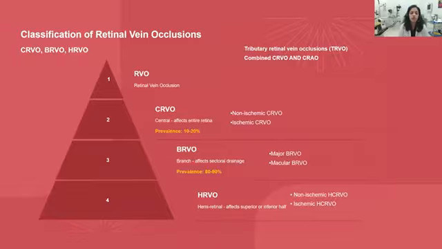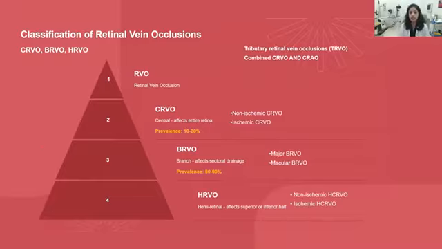You can also have what we call minor BRVOs, which are tributary retinal vein occlusions. Then there's hemiretinal vein occlusion, which affects the superior or inferior half of the retina. And this can also be non-ischemic or ischemic. You can also have combined CRVO and CRAO, that is arterial occlusions. However, I'm not going too much into arterial occlusions because there's not enough time to cover them in this session.